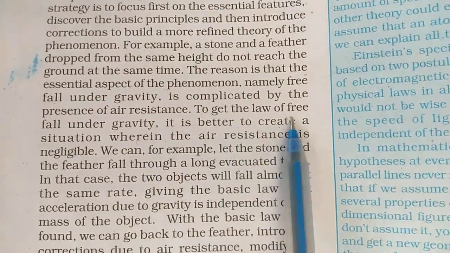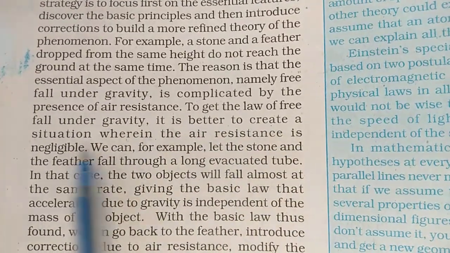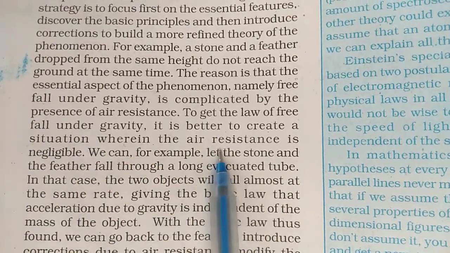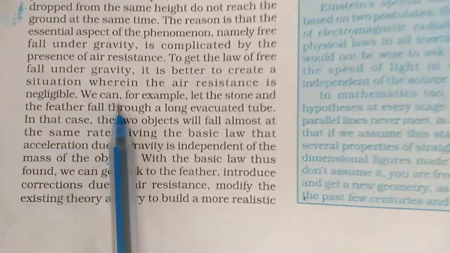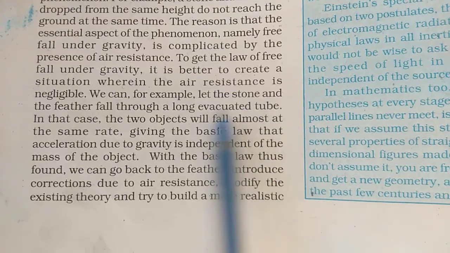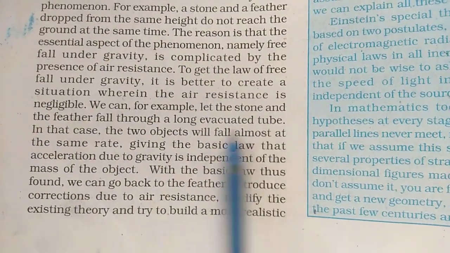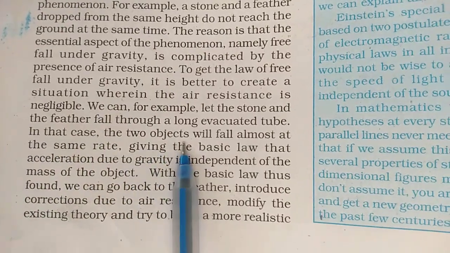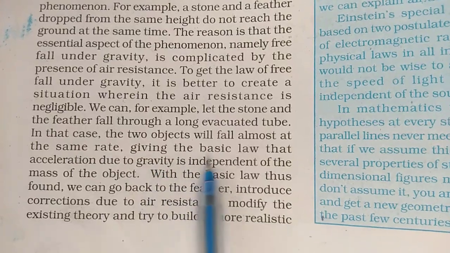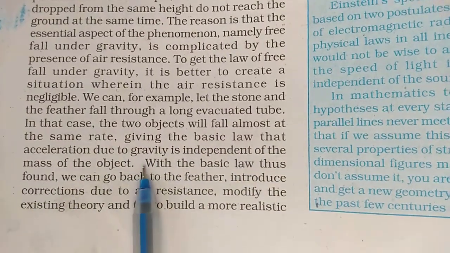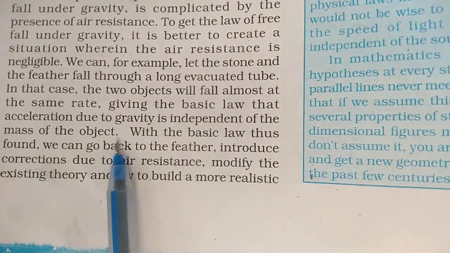To get the law of free fall under gravity, it is better to create a situation wherein the air resistance is negligible. We can, for example, let the stone and the feather fall through a long evacuated tube. In that case, the two objects will fall almost at the same rate, giving the basic law that acceleration due to gravity is independent of the mass of the object.